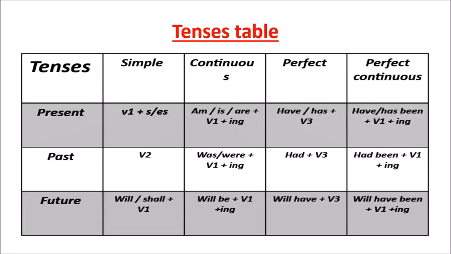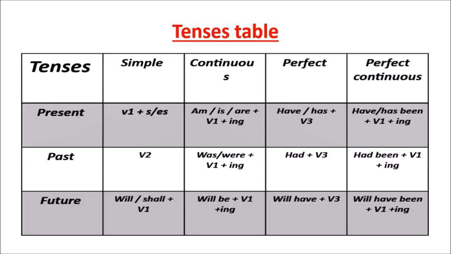Clear? Look at the next one, past continuous. What is the formula? Was or were plus verb 1 plus ing. Clear? Yes. Look at the next one, future continuous tense. What is the formula? Will be plus verb 1 plus ing. Next is the perfect form. The formula for present perfect tense is have or has plus verb 3.